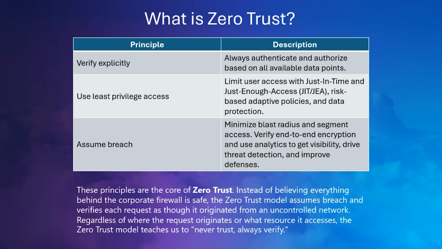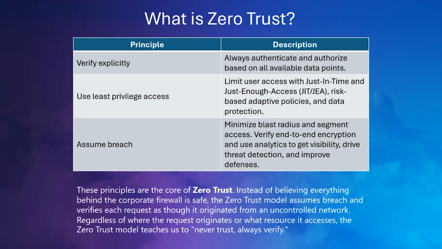In other words, every time someone requests access to an application or a resource, we're going to continuously validate those credentials. If they've already been submitted, then fine, we're still going to revalidate those credentials. But if we're trying to access a different resource, then perhaps we might be asked to prove our identity once again. So the idea is to always authenticate and authorize based on all available data points.